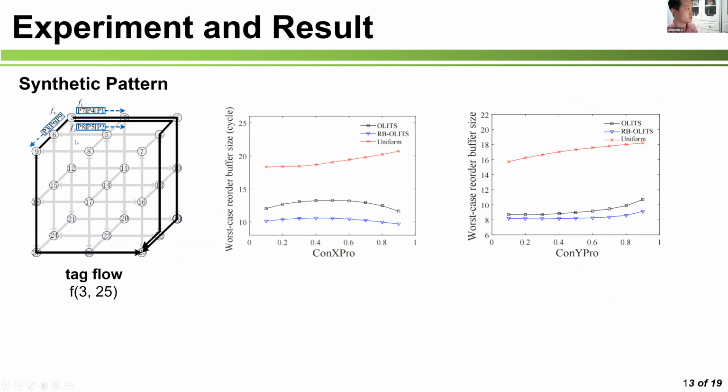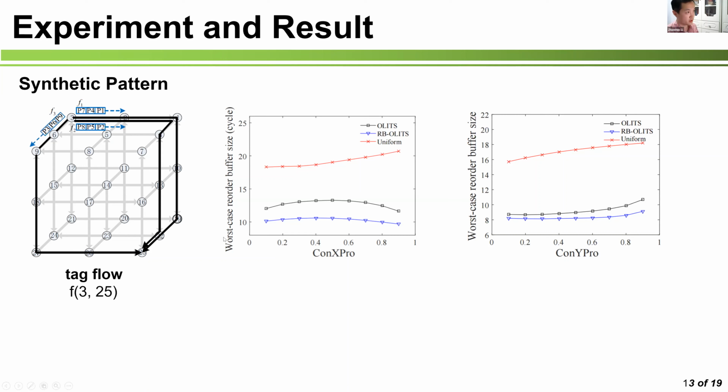So we ran experiments and got the results. Firstly, we vary the splitting proportion from 0.1 to 0.9 along the x-axis, with a synthetic pattern, and the y and z directions get half of the rest. We obtained a maximum optimization of 53.2% compared with uniform split, which is a very basic splitting configuration.